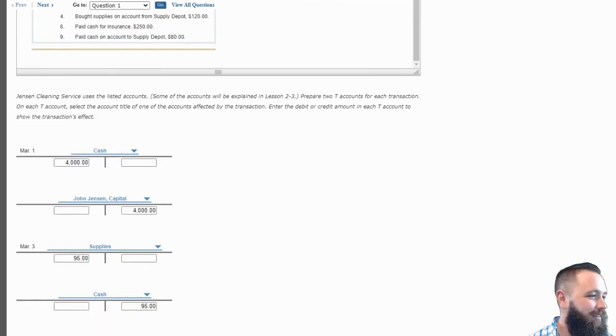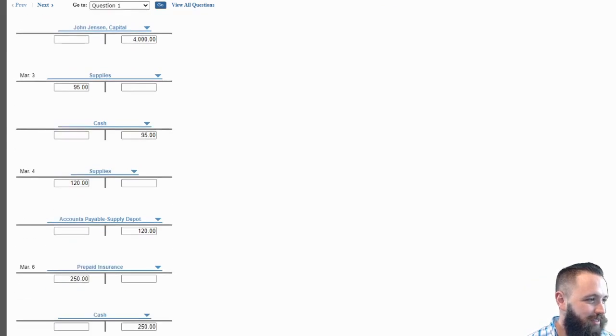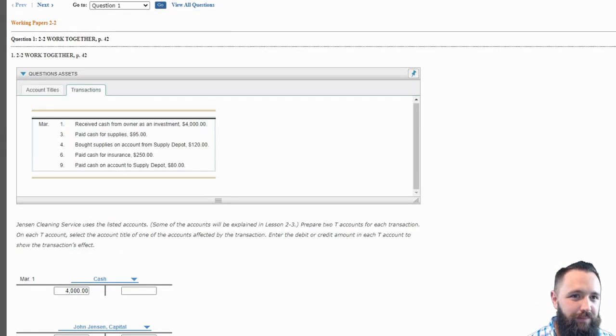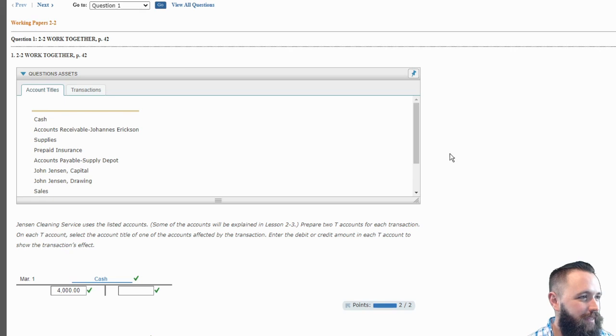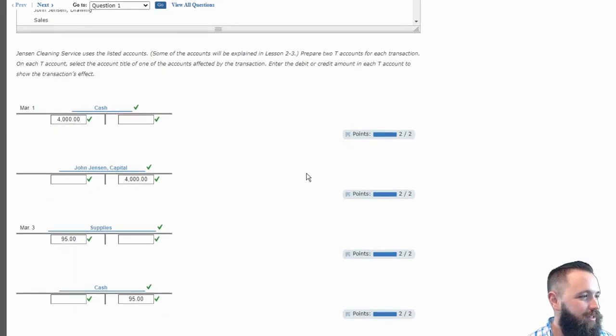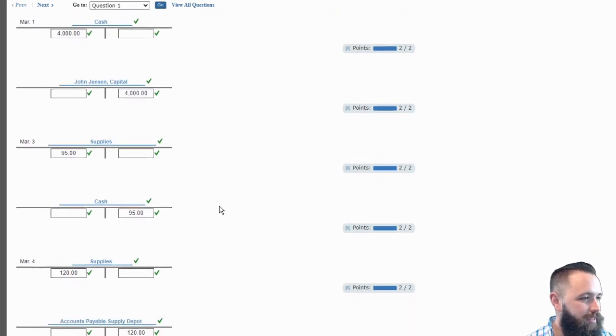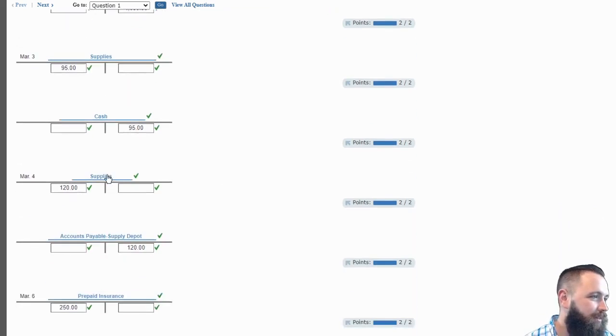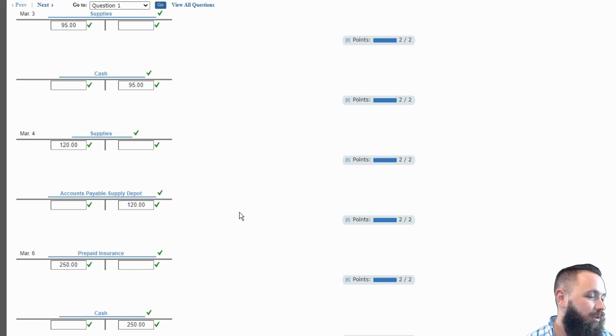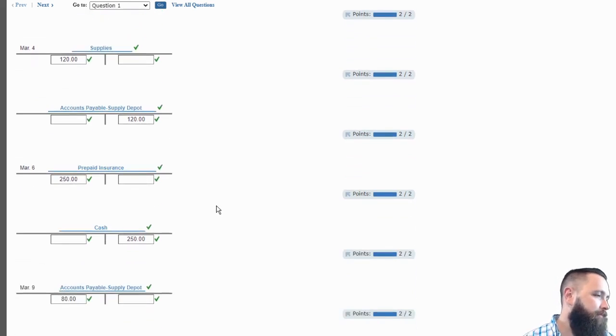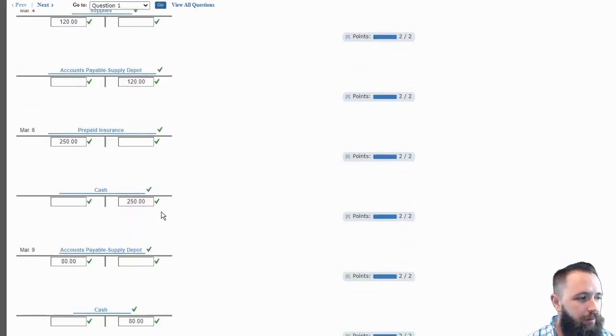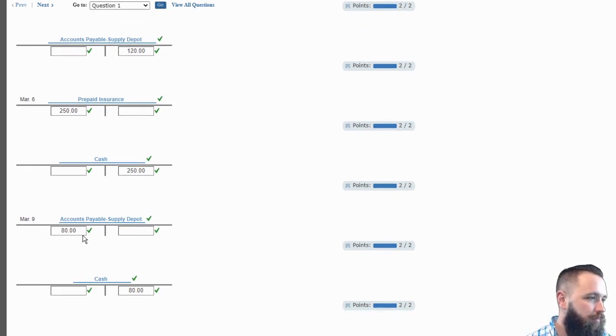All right. So let's show the answers here. My thing got messed up, so we've got to show the answers here. All right, so cash and capital, supplies increase, cash goes down, right? Supplies increase, accounts payable goes up. Prepaid insurance goes up, cash goes down, accounts payable goes down, it gets debited, and cash also goes down, it gets credited.